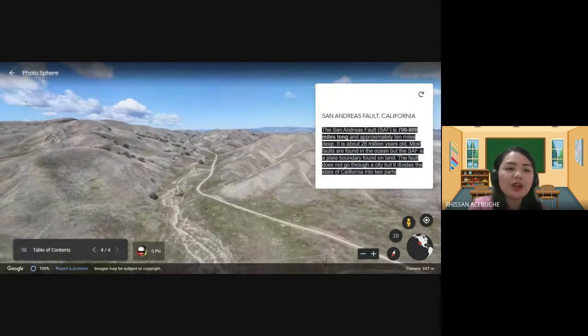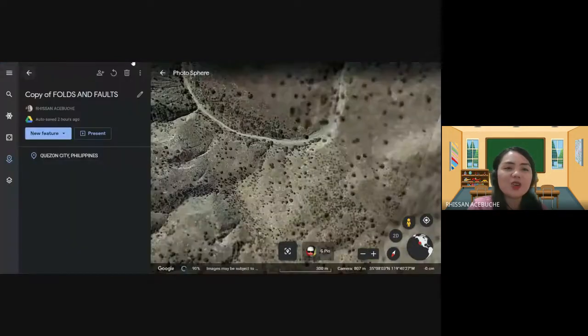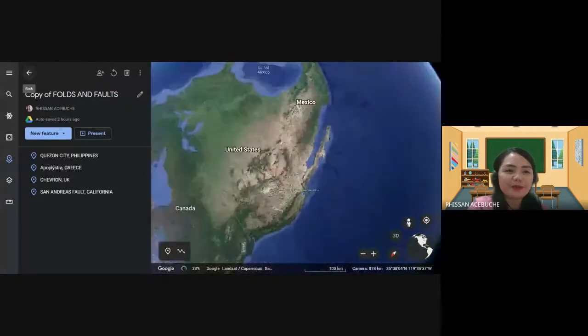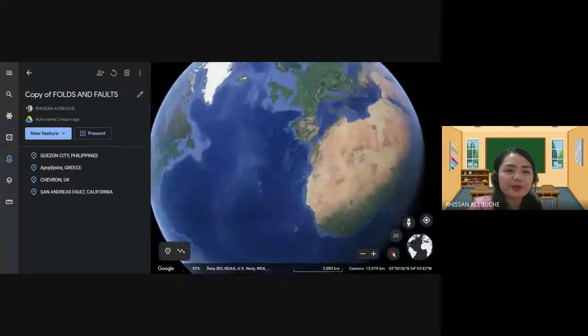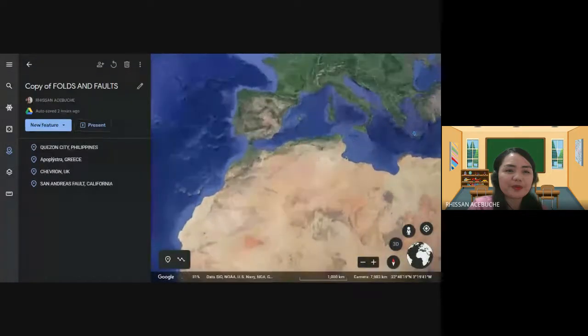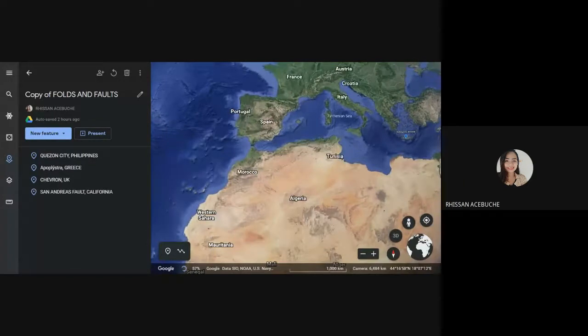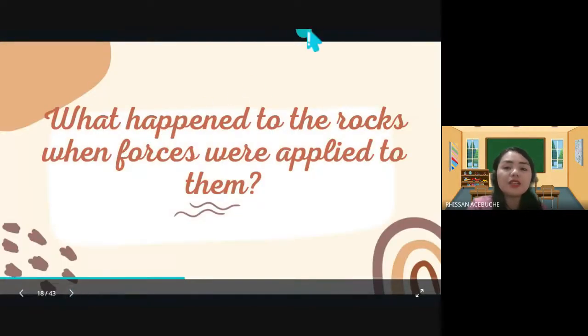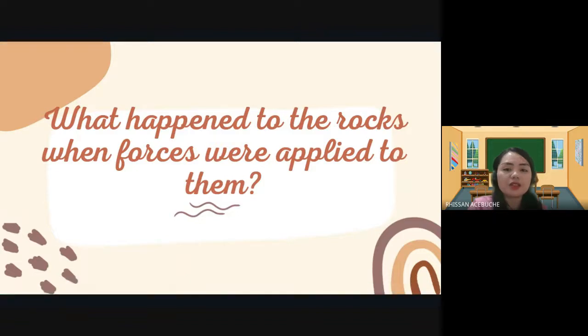Let's now go back to our place. Let's go back to Quezon City now. And our virtual tour is done. Okay. So upon seeing all those geologic structures, what do you think happened to these rocks when forces were applied to them? You said earlier you were mentioning forces, stress, and everything. What happened to them? Yes, Miranda.